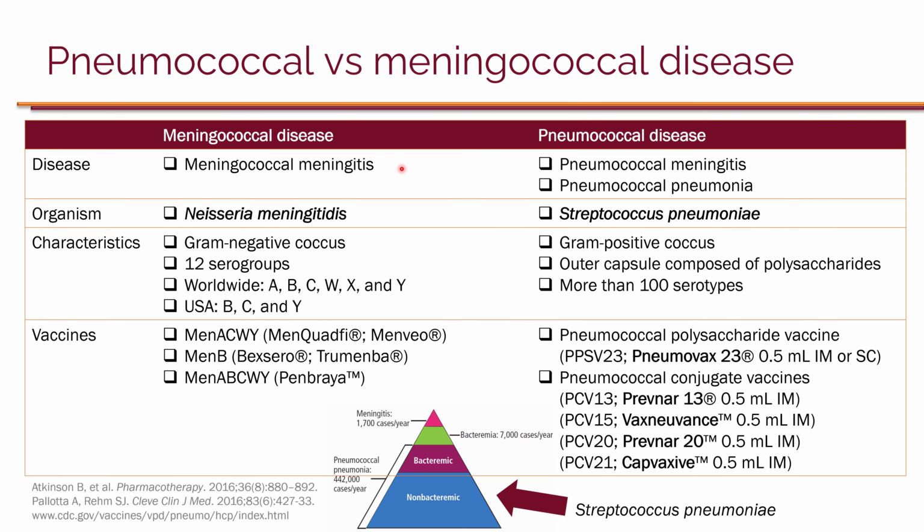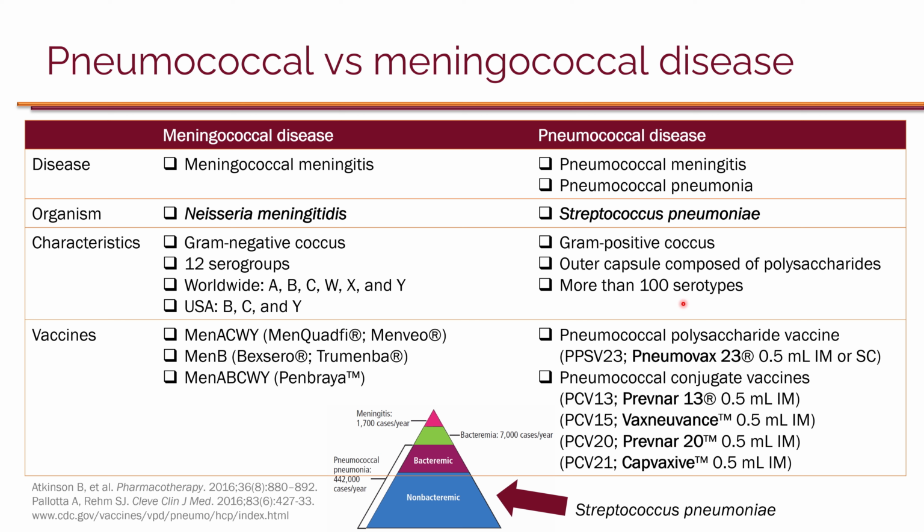Now, before we talk about pneumococcal vaccines, it's important to distinguish between pneumococcal disease and meningococcal disease. So when people talk about pneumococcal disease, in general, they are referring to pneumococcal pneumonia or pneumococcal meningitis, which are caused by the organism Streptococcus pneumoniae, which is a gram-positive coccus. Now, this organism does have an outer capsule that's composed of polysaccharides, and because there is variation in this polysaccharide, there are more than 100 serotypes that are known. So the vaccines that we have are targeted at different serotypes.